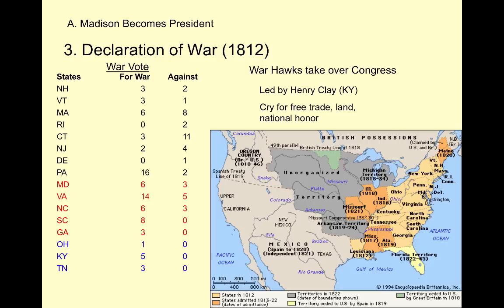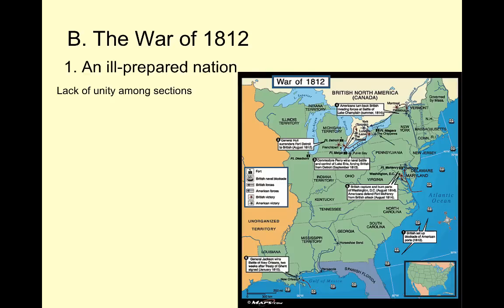So as you can see here, the United States in 1812 declares war against a much larger, much more powerful, as far as army goes, Great Britain. And so the first year of the war does not go well for the United States. We are a very ill-prepared nation. As you can remember on the last slide, not all of America wanted this war, so it's hard to go into a war when not everybody is together on your side.